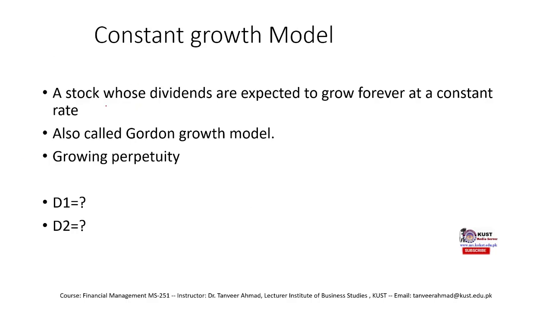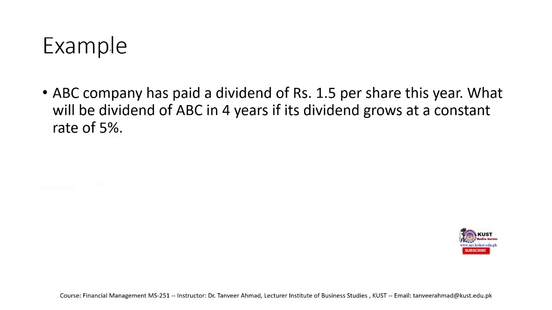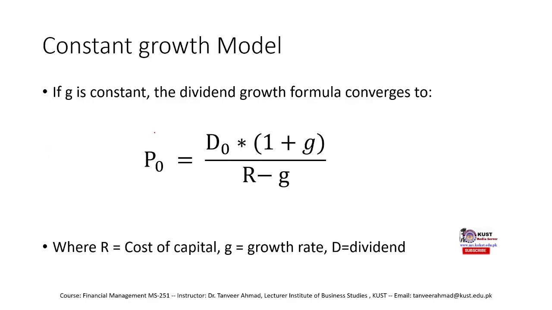So we have already understood a stock whose dividends are expected to grow forever. When this is the situation, we use the constant growth model, and we know that the dividend for each year would be different because of this growth factor. So D1 would be different than D2, and D2 would be different than D3. We have already seen this example where the company paid a dividend of 1.5 per share, and we need to find out its dividend in 4 years if the dividend growth rate was 5%.